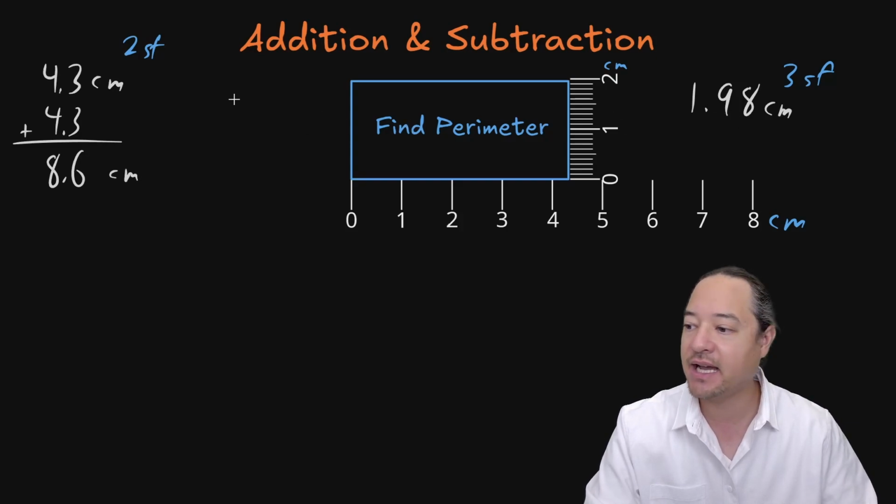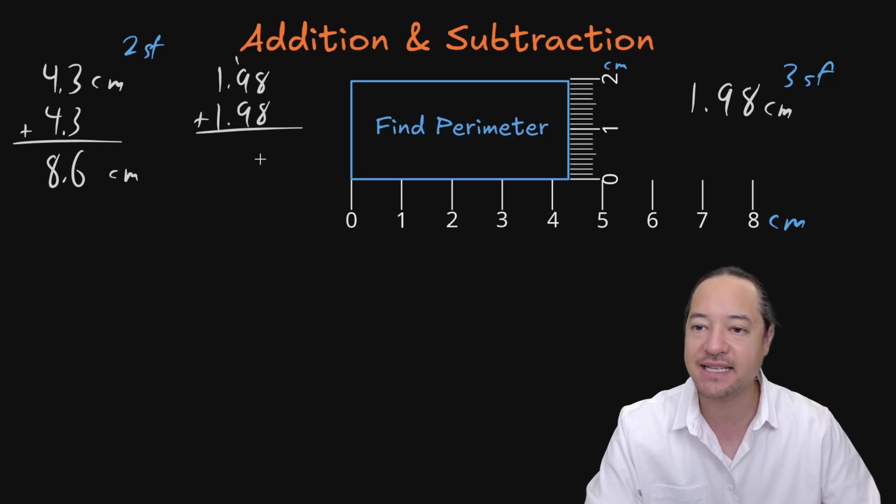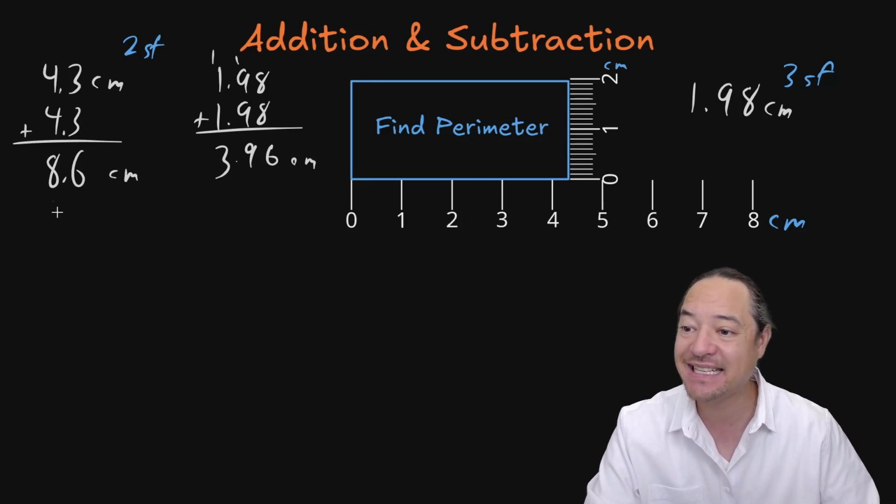And then on this side, let's do 1.98 plus 1.98, right? Let me add these together. I get a 16, here I'm going to get a 19, and here I'm going to get 3.96 centimeters. Okay, so that's going to be the width plus the width. This is the length plus the length. Now I have to add these together. So let's do 8.6 and 3.96 added together. Let's see what we get.